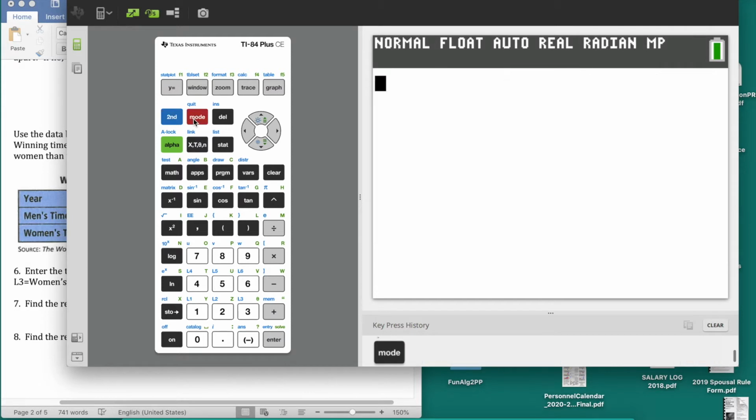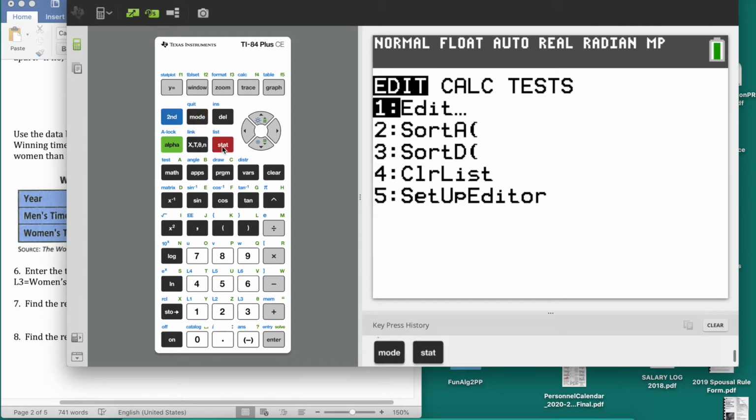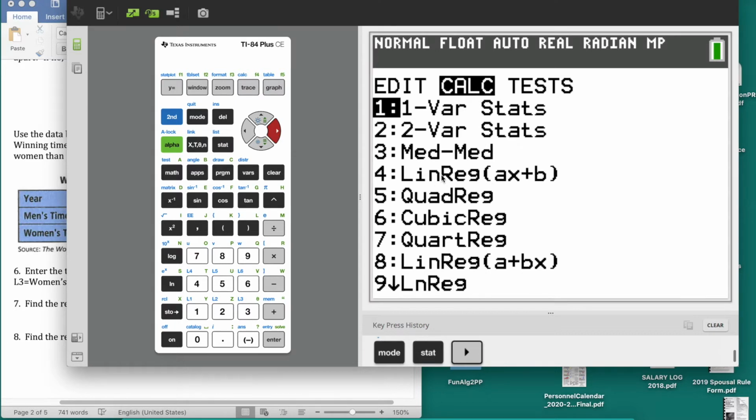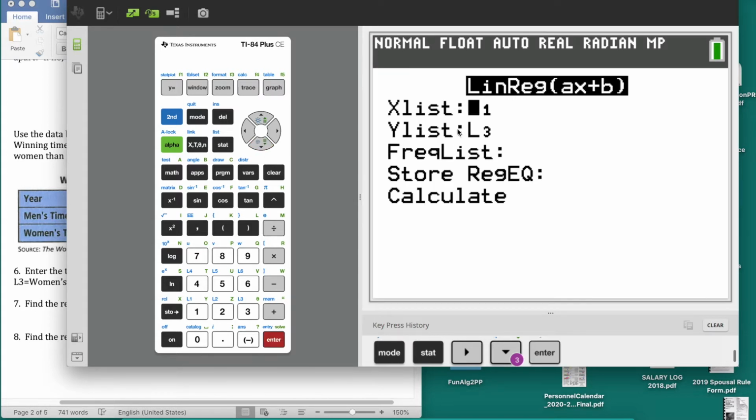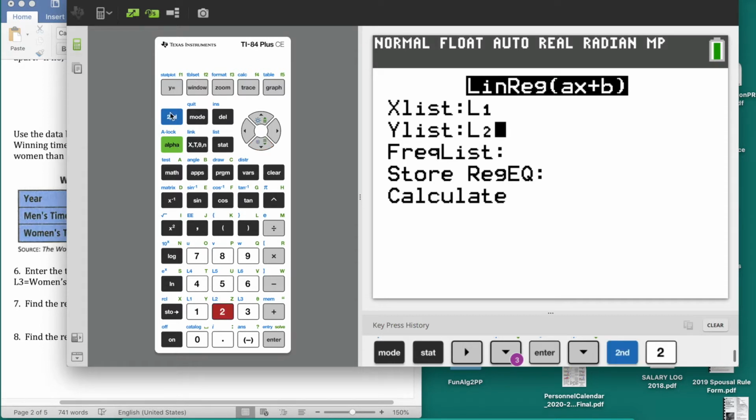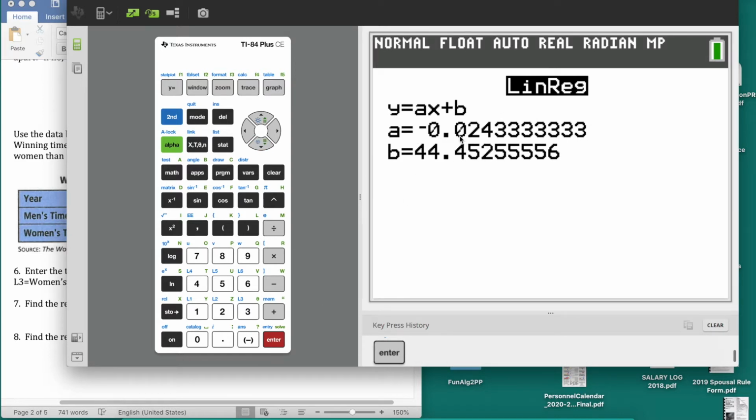So I'm going to quit out of there, and I'm going to go to Stat, Calc, and number 4 is the Lin Reg. So I'm going to go down to number 4. You could hit the number 4. And the first one I want to do is the male. So years was L1, and my Y is going to be the men's time. So I need to type L2. So you're going to hit second L2. Remember, you have to use the L1, L2, L3, the blue ones down here. So second L2. I'm not worried about frequency or storing the regression equation. Just going to calculate. And there's my slope is the A, and B is the y-intercept.